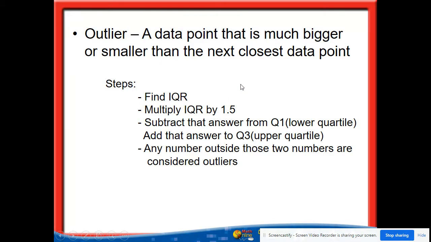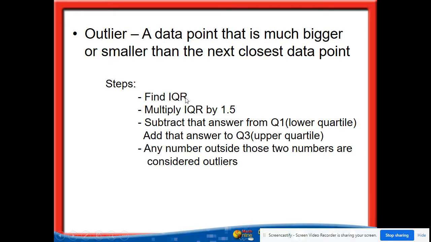We also need to know what an outlier is. An outlier is a data point that is much bigger or smaller than the next closest data point. It's way out there. It doesn't really fit with the rest of the data points that we have. And a lot of times we have outliers, but we need to be able to recognize them. So there are some steps to do that.